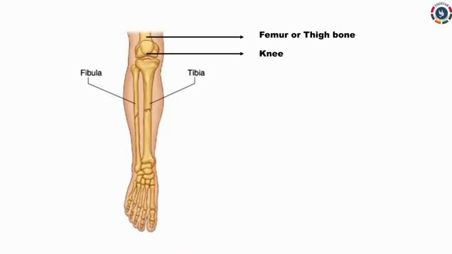Next, we are going to see about legs. The upper leg or thigh is made up of a strong long bone called the femur or thigh bone. You can see that in the picture. The femur is the longest bone in our body. The lower leg has two bones called tibia and fibula. The upper leg meets the lower leg at the knee.